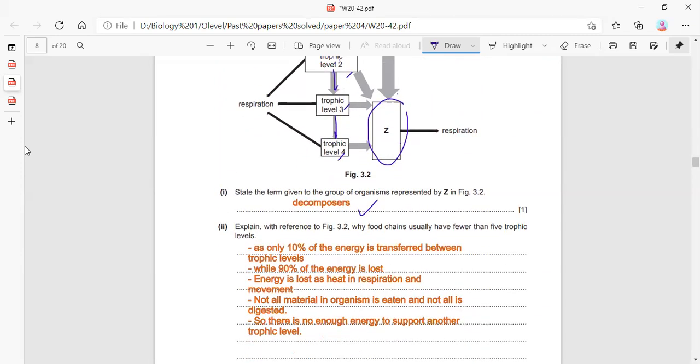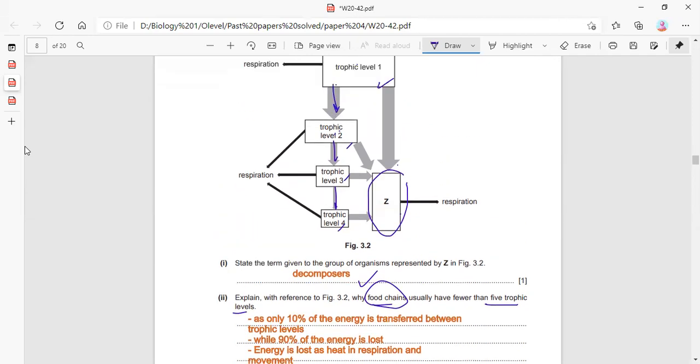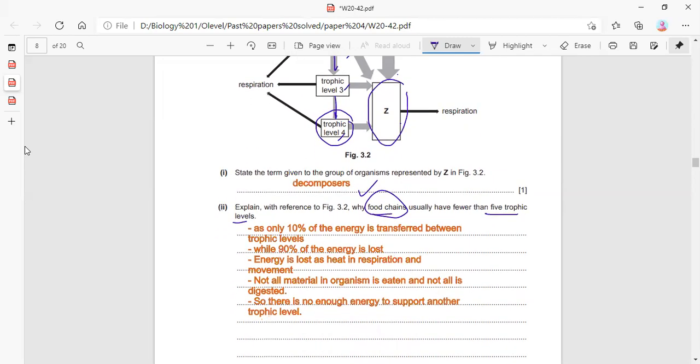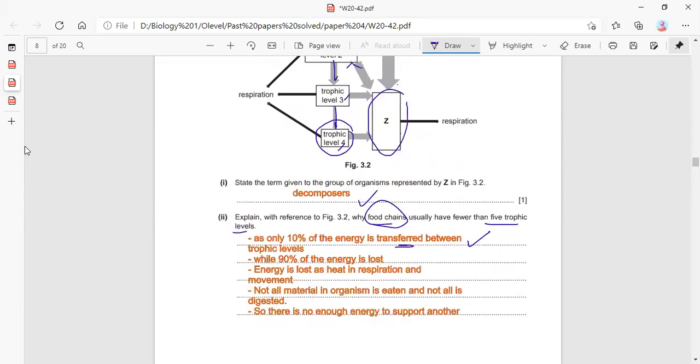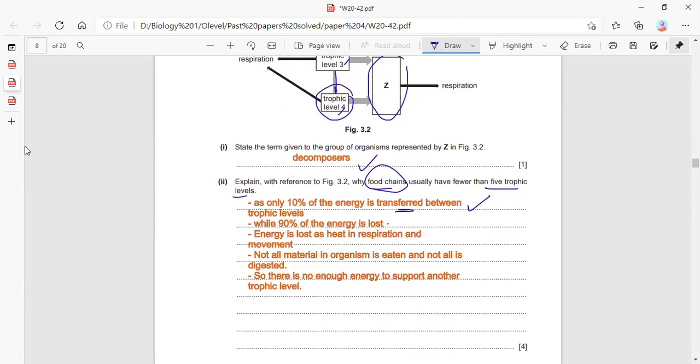طيب, explain with reference why the food chain usually have fewer than 5 trophic levels. نفس السؤال اللي جاوبناه كذا مرة. ليه عندهم أقل من 5 trophic levels أو ليه الـ top consumers بيبقى عددهم قليل؟ نفس الإجابة: because only 10% of the energy is transferred between the trophic levels while 90% is lost. طب lost في إيه؟ أديله example. Lost as heat in respiration, in movement.